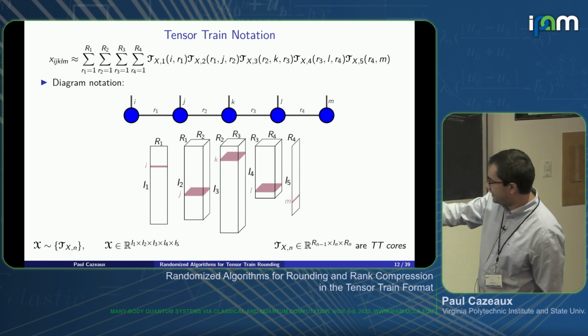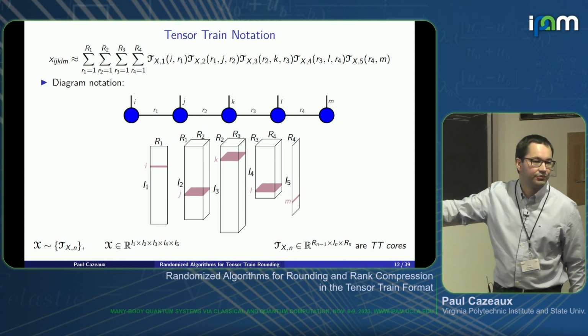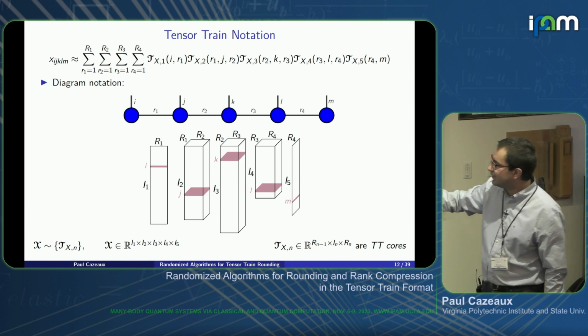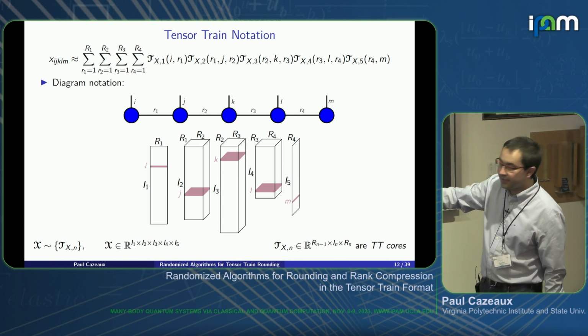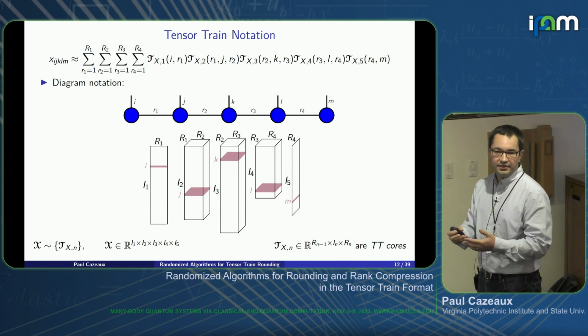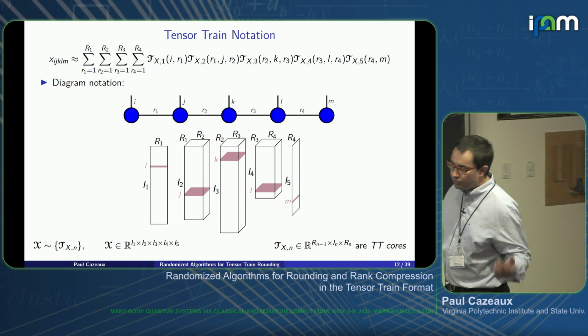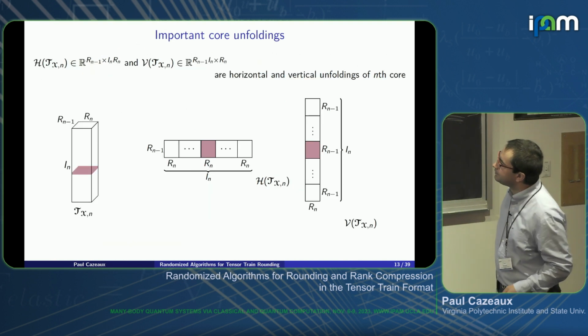So in my notation here, the kth core will be this T_n for the tensor X. And it will have dimension R_{n-1} by I_n by R_n. I'm not restricting myself necessarily to size 2, like in these spin chains, but like the quantum chemistry problem could have any dimension for the modes.